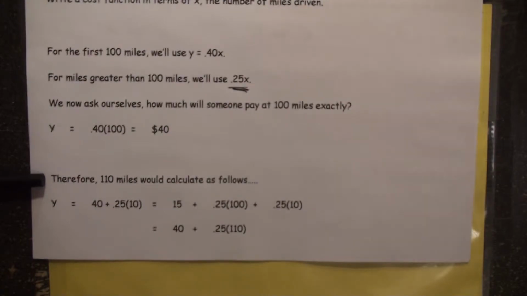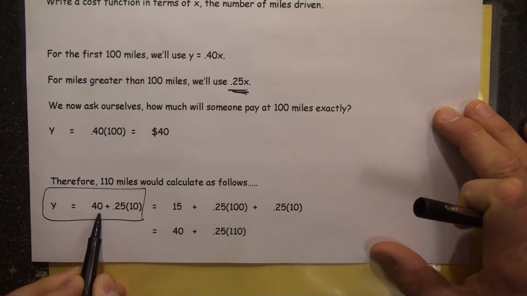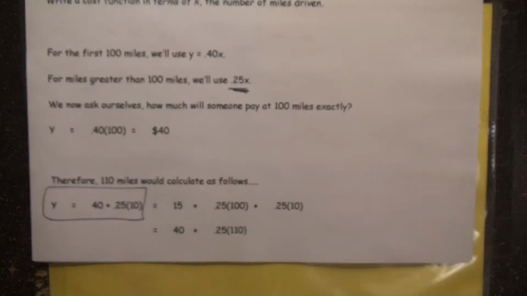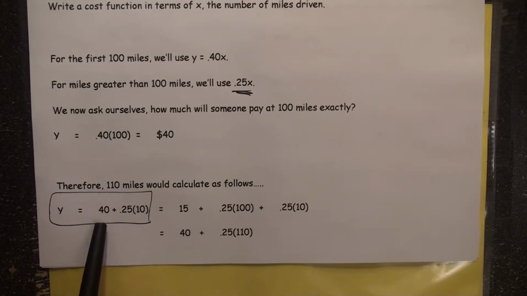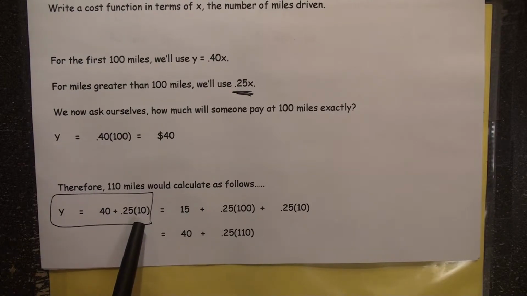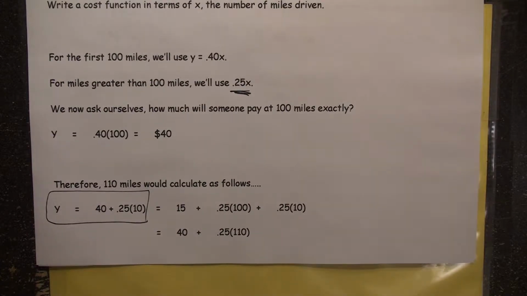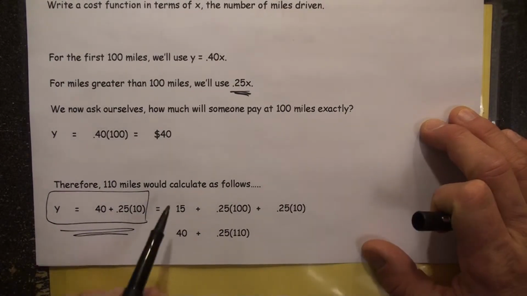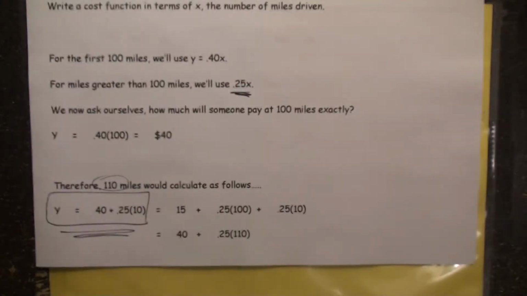Now let's take a look at how 110 miles would be calculated. I think we all agree that we would take $40 plus 25 cents times 10, because in this case, we already have the $40 for the first 100 miles. Then we would do 25 cents times those 10 extra miles. Now, obviously, if we just wanted to do this, we would just add this up. $2.50 plus $40 would be $42.50.